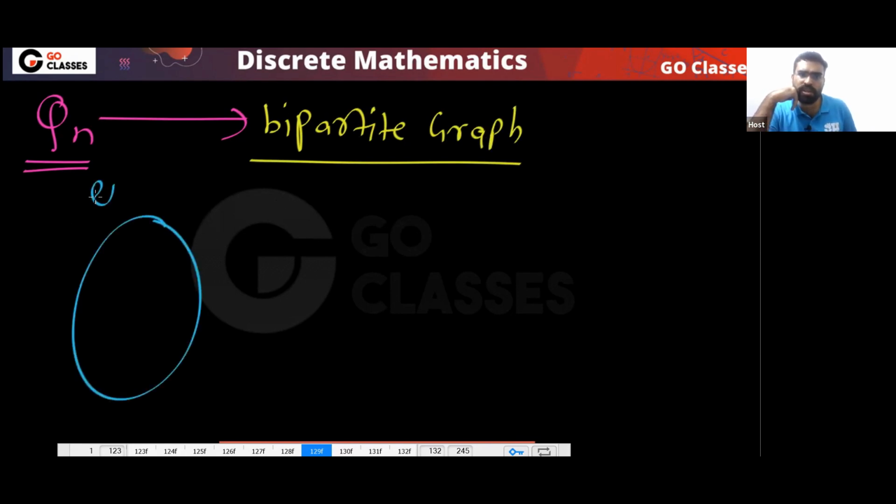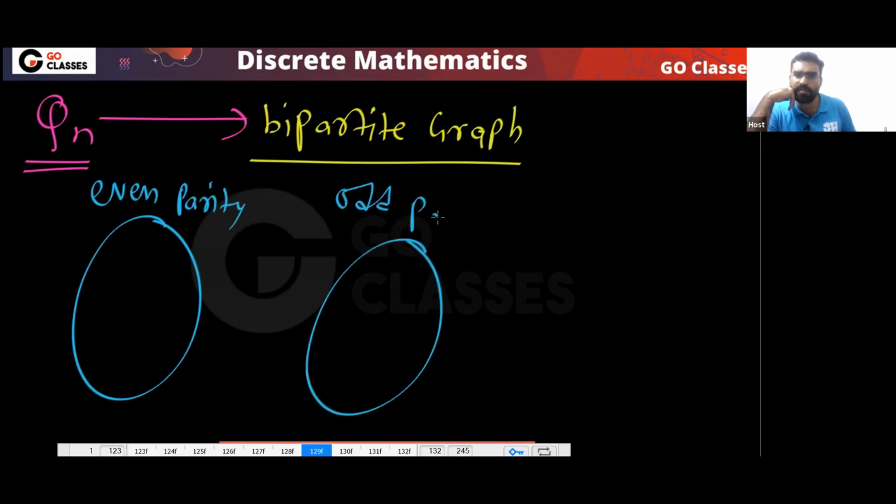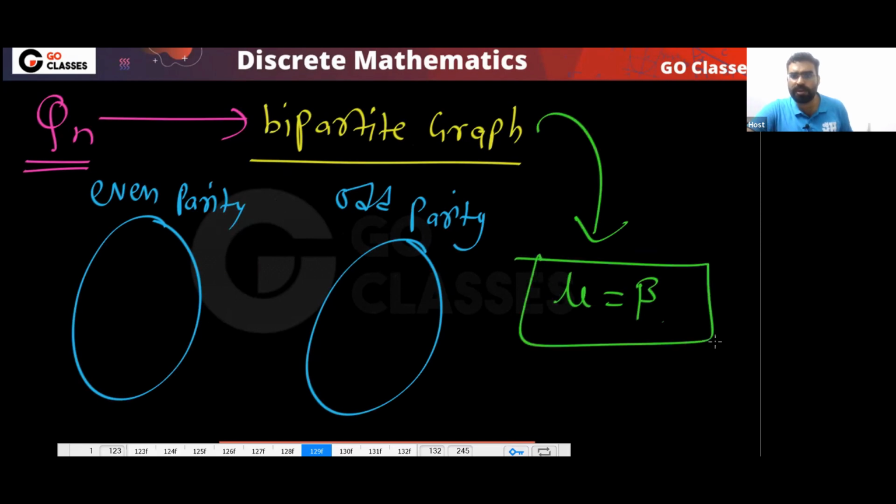You already know the even parity, odd parity. This we have already seen. Okay, so this is your bipartite graph. And because this is a bipartite graph, what should happen? Because this is a bipartite graph, mu is equal to beta. So the matching number will be equal to beta.